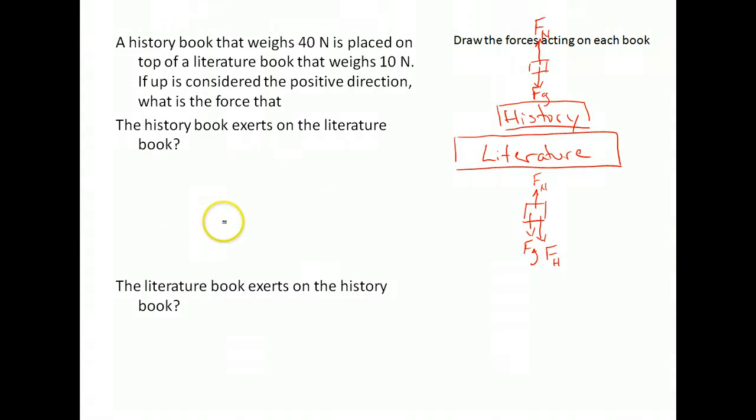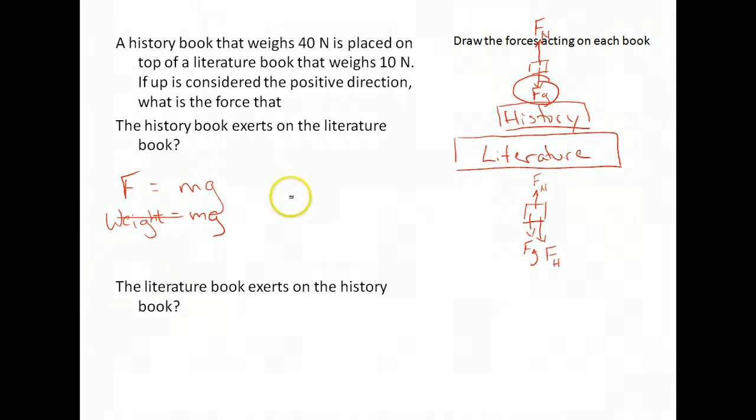Alright, so now, let's look at doing the force of the history book and what it exerts on the literature book. Well, it would just be the weight of the history book here. This is what's exerting a force on the literature book. So let's do the weight is equal to mass times acceleration due to gravity. You'd also write out the word weight instead of force. Sorry, sometimes my pen makes these straight lines.